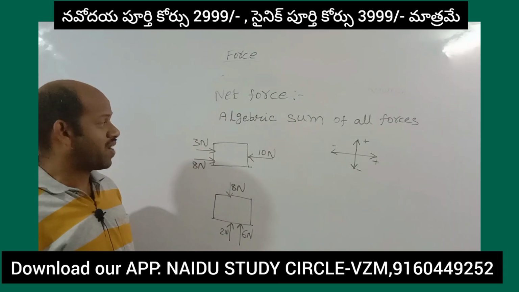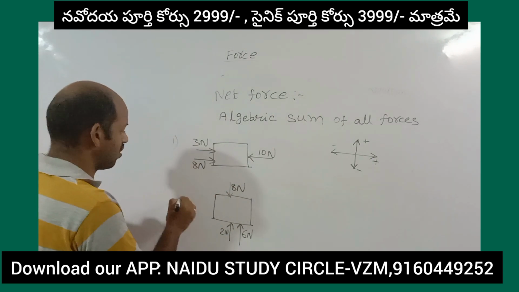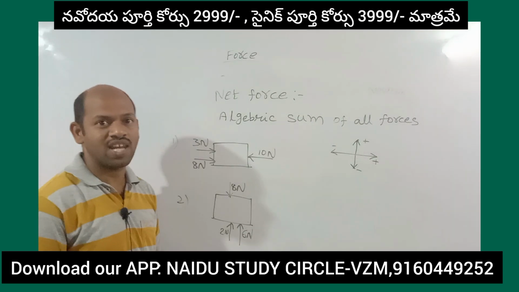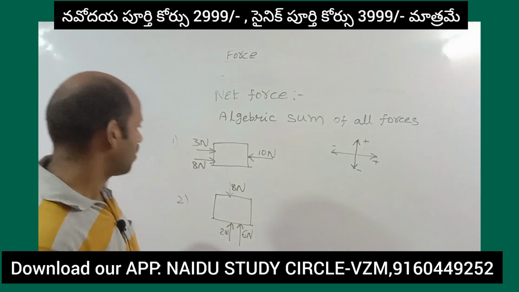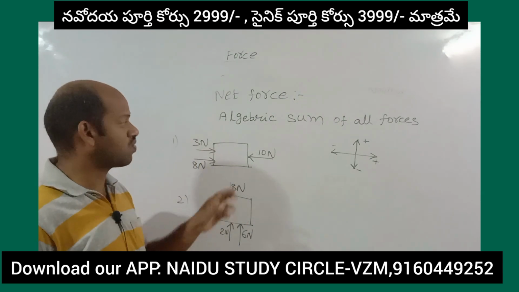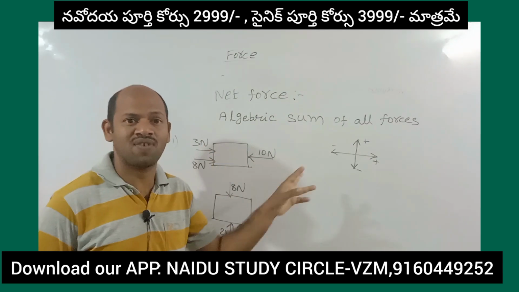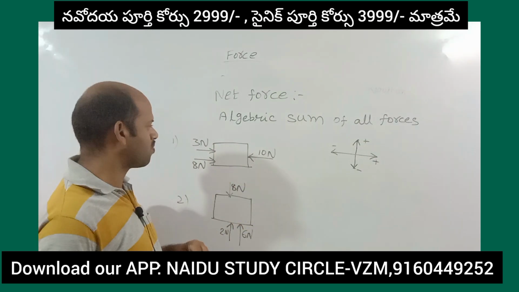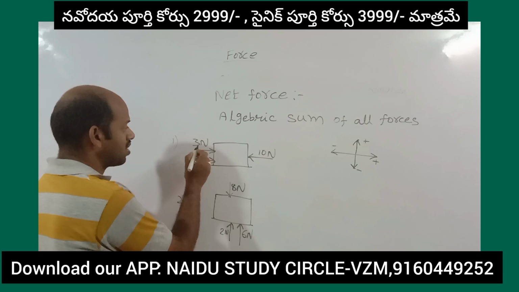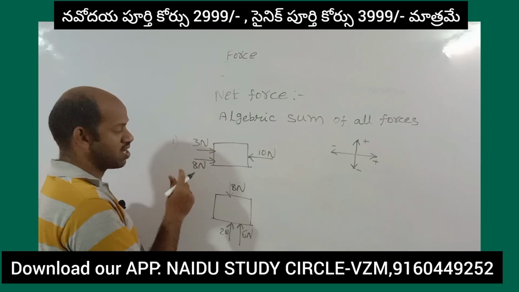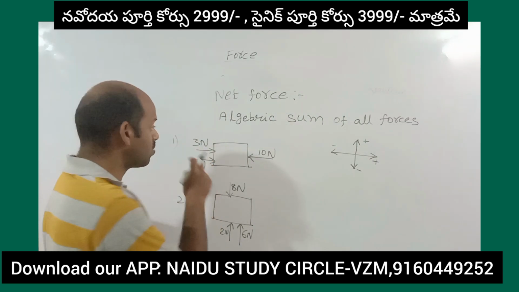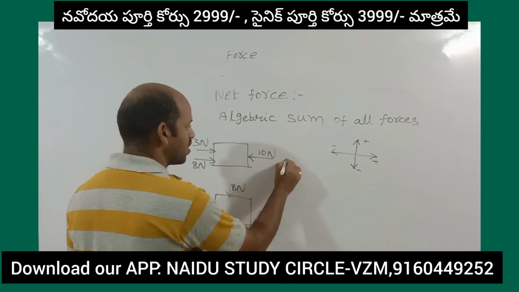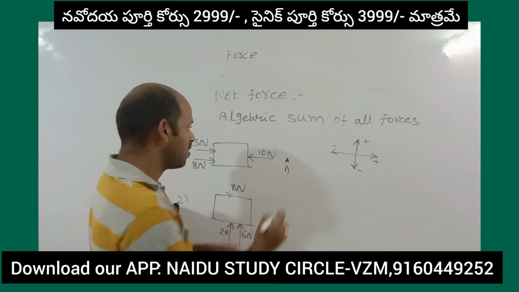If we give a problem like this, how can we solve that net force? We can solve the net force by using another method. Just now we did one where only one force is towards right and another is left. But here three forces are there. How can we solve this problem? Observe that here, this 3 newtons and 8 newtons, these two forces are acting towards the right side.